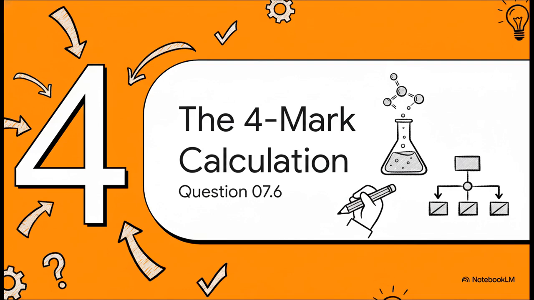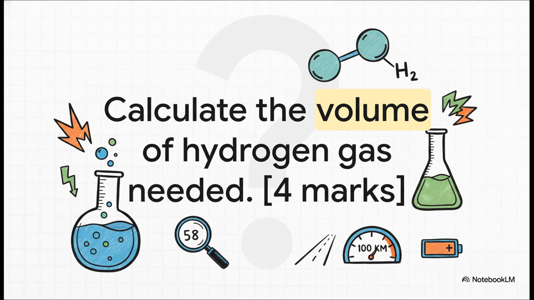Okay, deep breaths, everyone. We've made it to the final boss of this question, the 4-mark multi-step calculation. This is where a lot of people might panic, but honestly, you don't have to. The secret is just to stay calm and take it one logical step at a time. So here's what they're asking. We need to figure out the volume of hydrogen gas for a 100-kilometer trip, and they give us all the puzzle pieces we need. First, the total energy required is 58 megajoules. Second, we know how much energy 1 mole of hydrogen gives off. That's 290 kilojoules. And third, we know how much space 1 mole of gas takes up, 24 cubic decimeters.